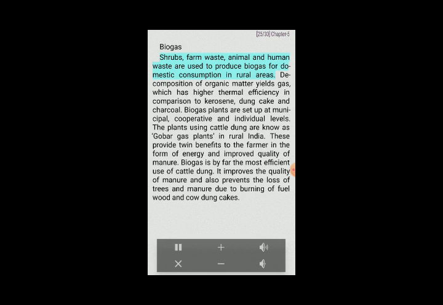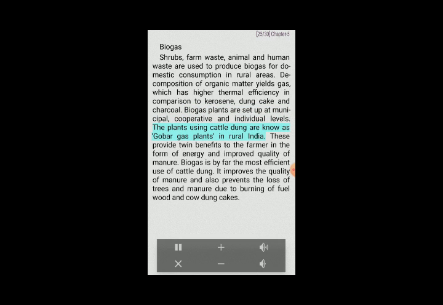Shrubs, farm waste, animal and human waste are used to produce biogas for domestic consumption in rural areas. Decomposition of organic matter yields gas, which has higher thermal efficiency in comparison to kerosene, dung cake and charcoal. Biogas plants are set up at municipal, cooperative and individual levels.